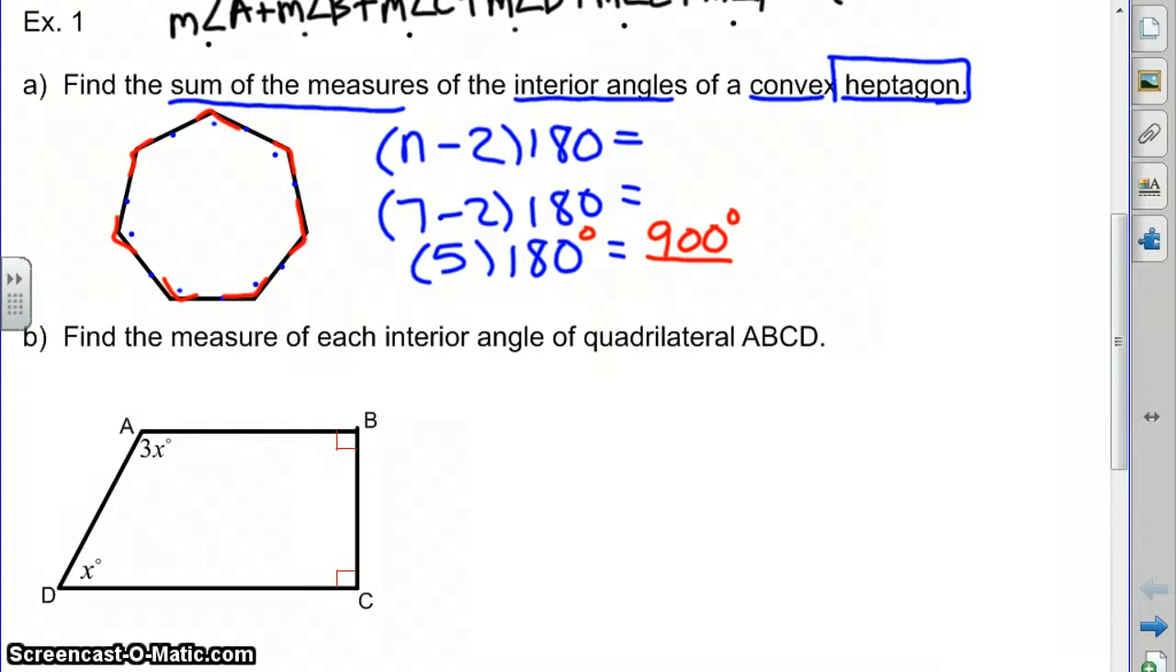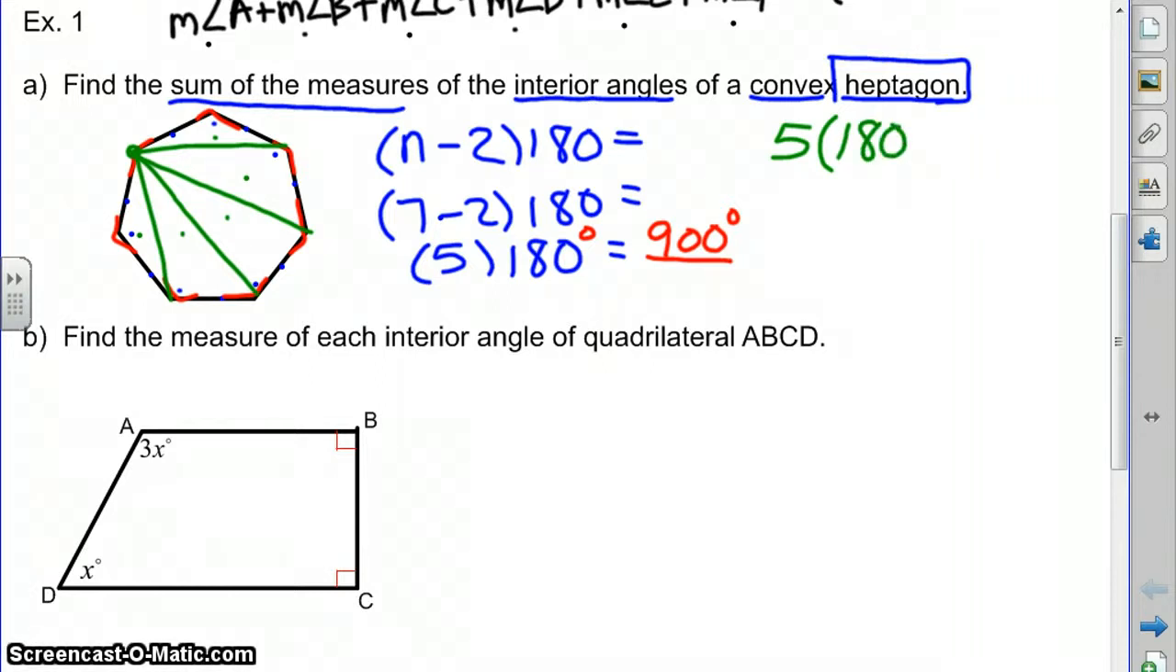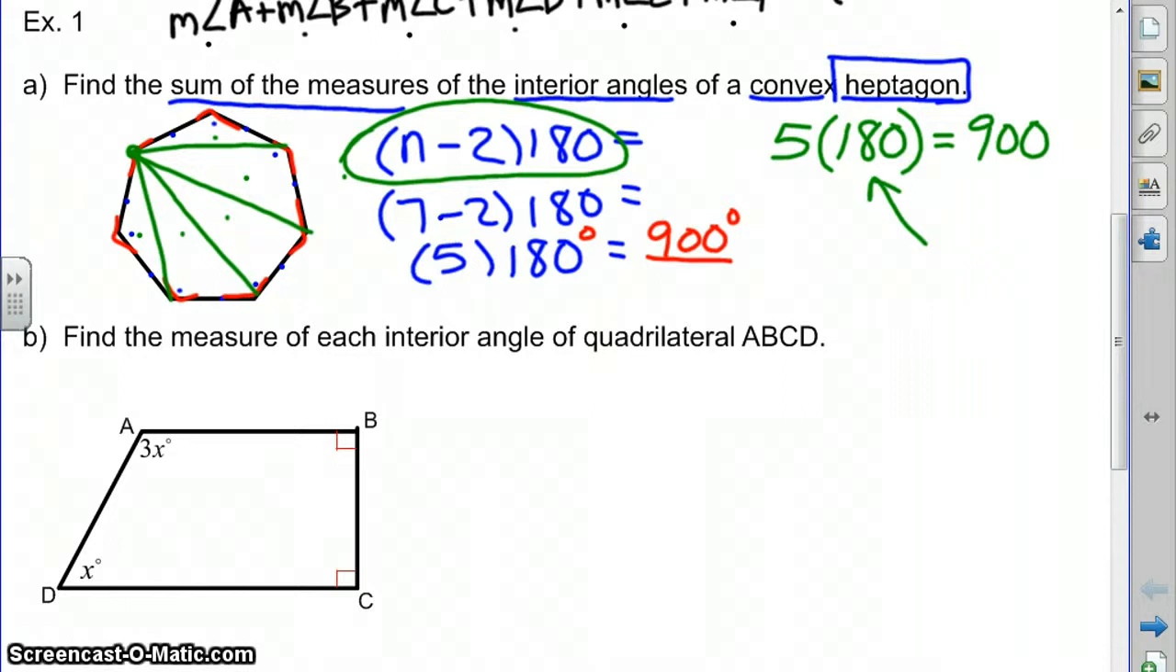One way I could check my answer is to choose one of my vertices and draw all the possible diagonals. This gives me 1, 2, 3, 4, 5 triangles. I know that if I have 5 triangles, each triangle adds up to 180 degrees of its interior angles, which also gives me 900 degrees. Both ways are acceptable. They're directly related. One is a theorem that looks like a formula, n minus 2 times 180. The other uses diagonals to come up with the same formula.